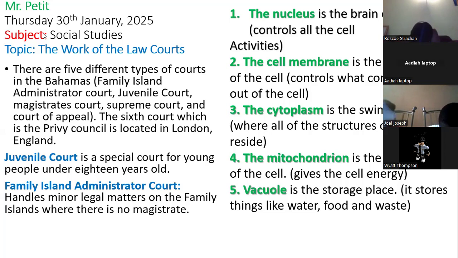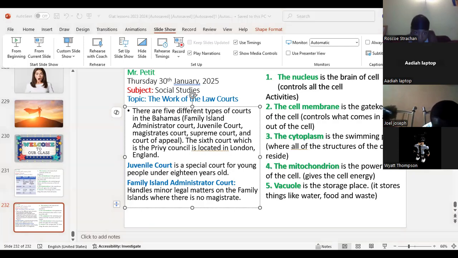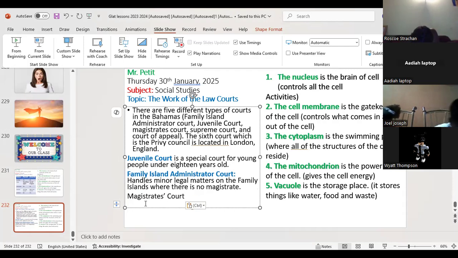We have the administrative court and the juvenile court. Go ahead, Joel, read the definition for the administrative court. What do they handle? The Family Island administrator court handles minor legal matters on the Family Island where there is no magistrate. Very good. And then you have the magistrate's court, which is above the Family Island court.